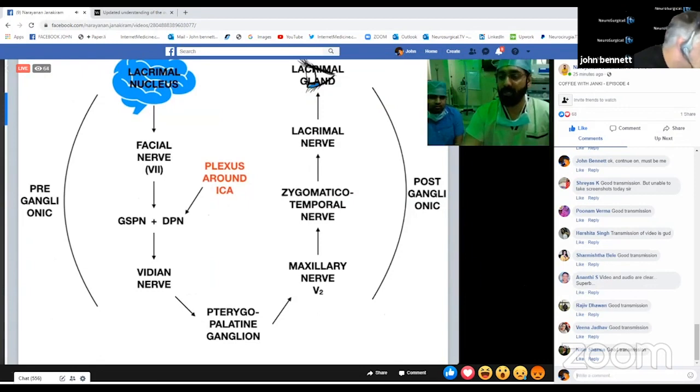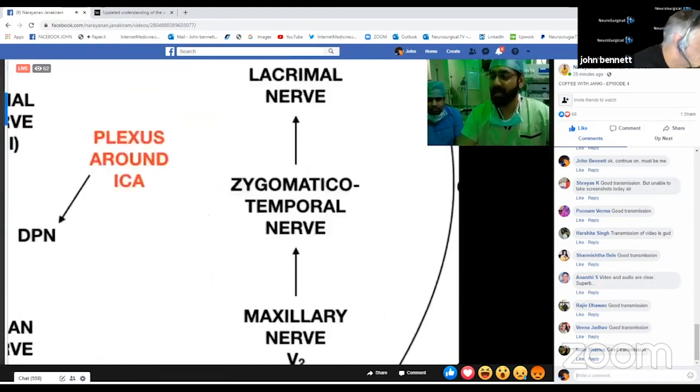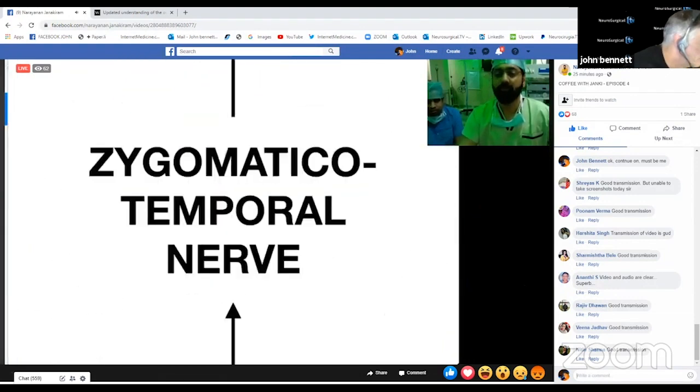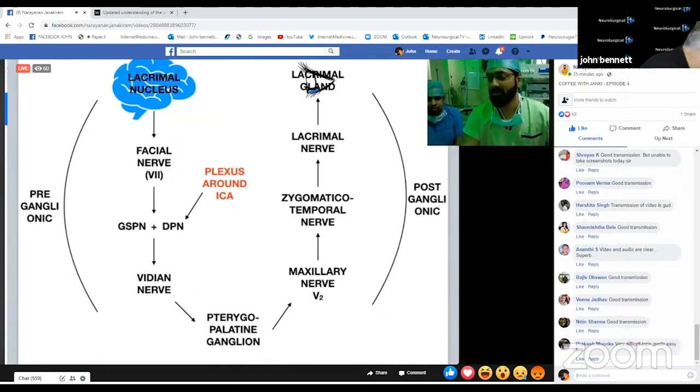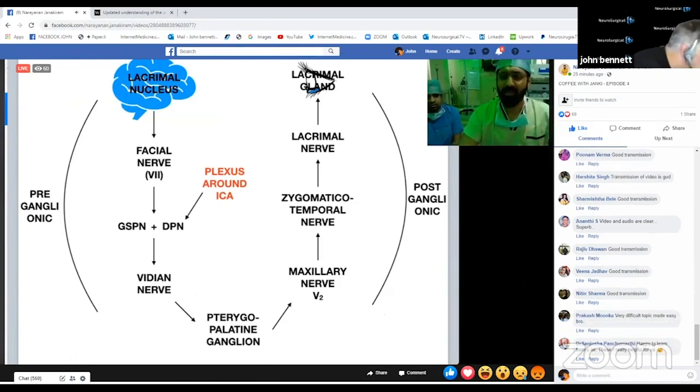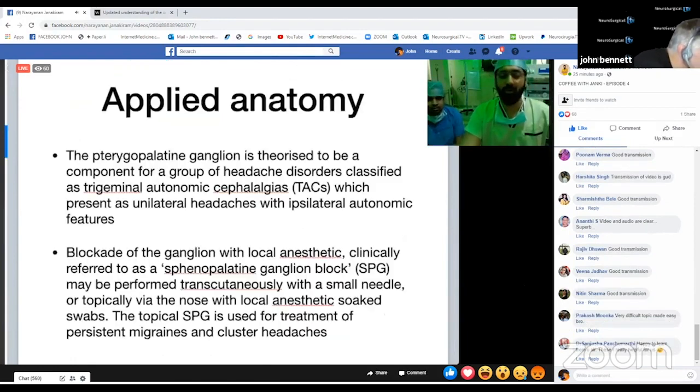Lacrimal nucleus, facial nerve, GSPN plus deep petrosal nerve, plexus around the internal carotid artery, forms the Vidian nerve. The Vidian nerve is the nerve of the pterygoid canal. This is the pterygopalatine ganglion. This is preganglionic. Postganglionic, you have V2, maxillary nerve, zygomaticotemporal nerve, lacrimal nerve, and lacrimal gland. So simple. This is all about the ganglions of the head and neck.